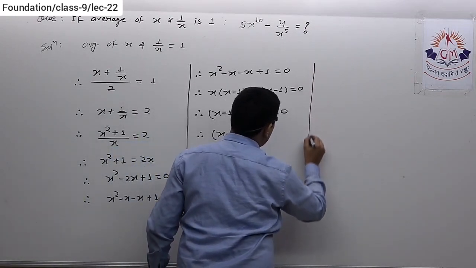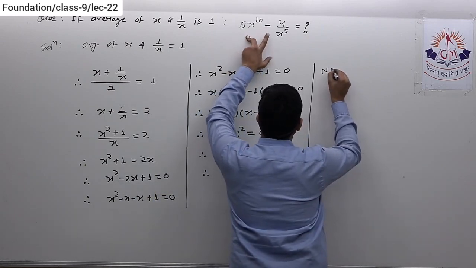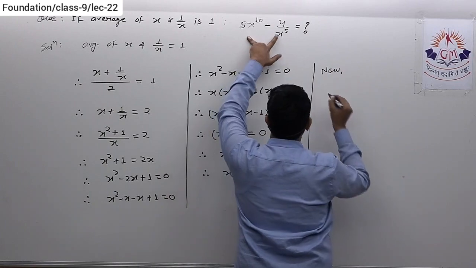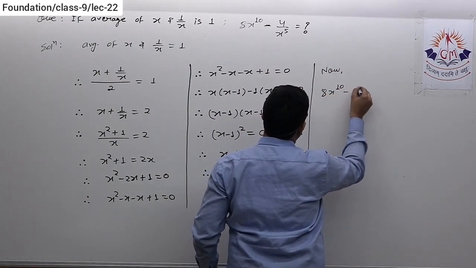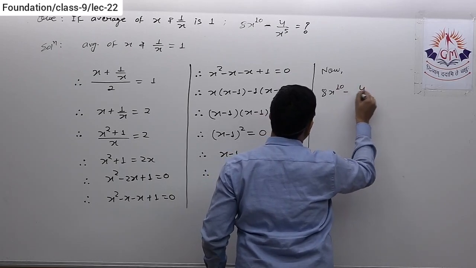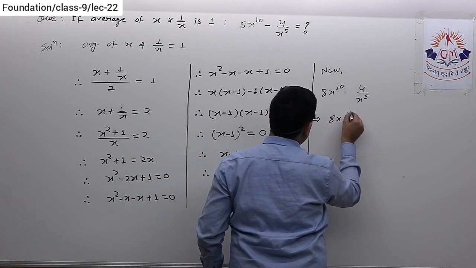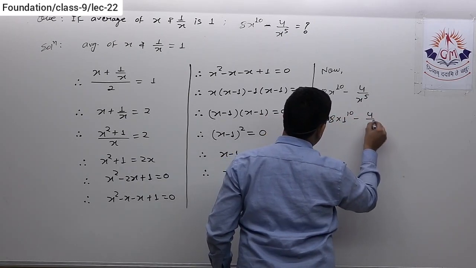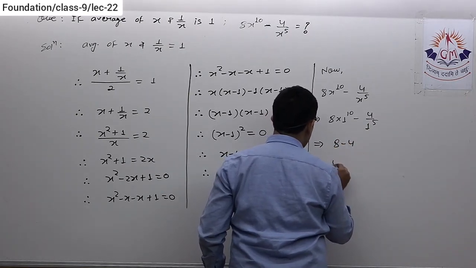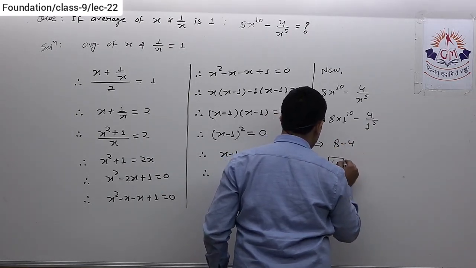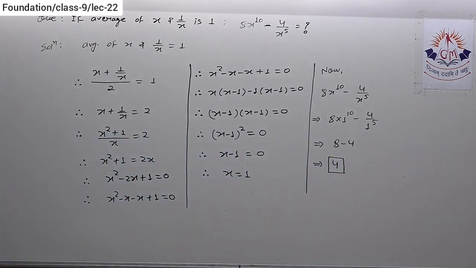Now it's very easy after getting the value of x equal to 1. So it is 8x raised to 10 minus 4 upon x raised to 5. So this is 8 into 1 raised to 10 minus 4 upon 1 raised to 5. That is 8 minus 4. So the final answer is 4. This is my final answer. Okay, so please note it down. Then we will see the next question.